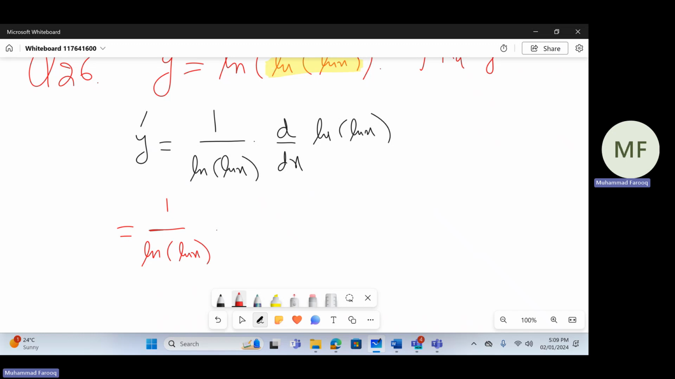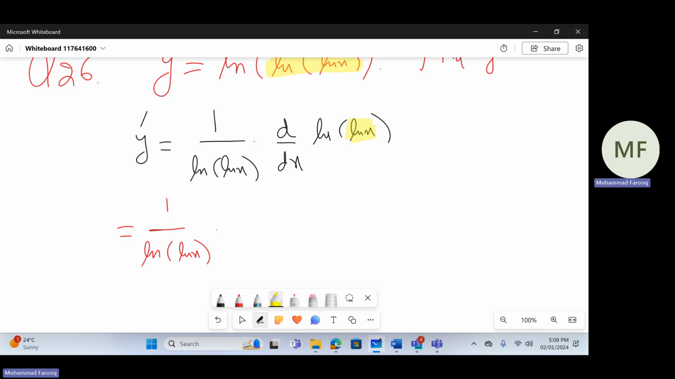Okay, now come here. It will be 1 over ln(x) times 1 over x. Now look here. We need the derivative of this function. Which function is this? Cosine, sine, exponential, or natural log? Well, this is a natural log function. What is the argument here, please? The argument is basically this one. Do you understand the point?